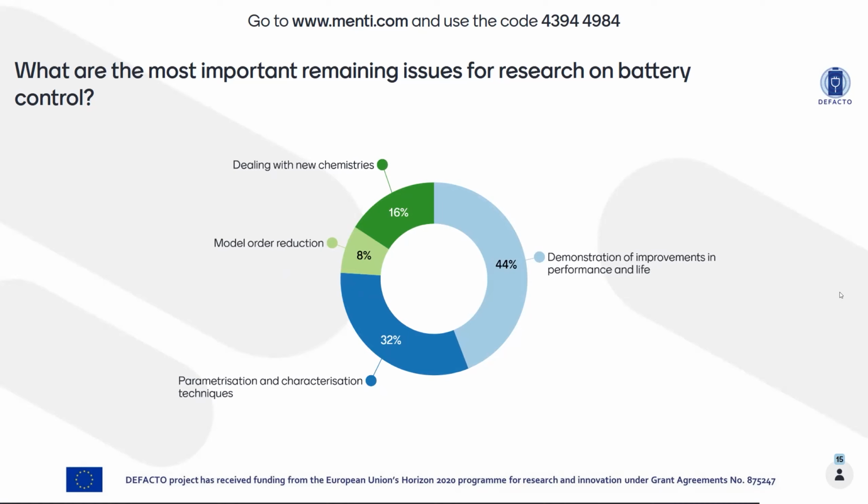So I guess it's not surprising that these map quite nicely onto the pain points that we discussed at the beginning, where parameterization and validation came out as key pain points. And then model order reduction, dealing with new chemistries, seems to be a little bit less important. I would be interested in why people think that. Perhaps it's because lithium-ion is becoming the dominant chemistry, or perhaps it's because a lot of these control techniques can be swapped out and applied to a different chemistry fairly easily.